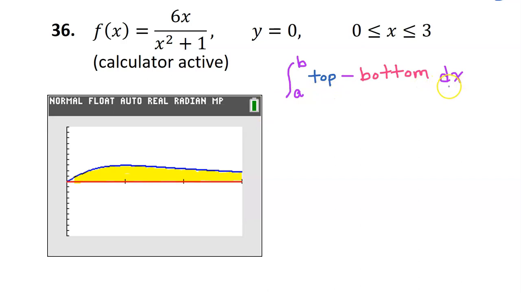If you integrate with respect to x, you can find the area between two curves by integrating the top function minus the bottom function. In this case, the bottom function is 0, so we didn't really need to write that. As we use the calculator, remember that we typed f of x into y1. We can type this into the calculator. So we're integrating from 0 to 3, and f of x will be y1.